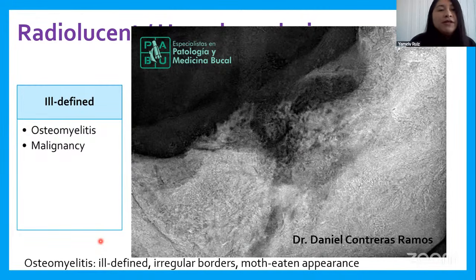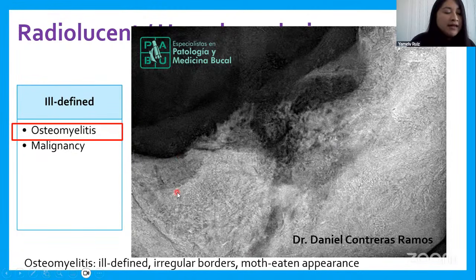And the last group of these radiolucent or hypodense entities are well-defined lesions. These lesions have well-defined borders. The first one is osteomyelitis. Osteomyelitis appears as ill-defined areas with irregular borders and has a moth-eaten appearance that is a very important finding to think that maybe this image that you are seeing is an osteomyelitis.